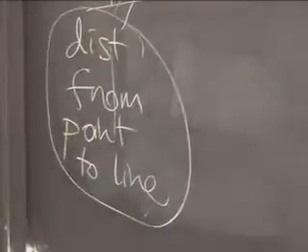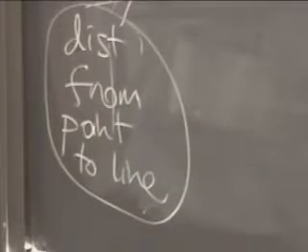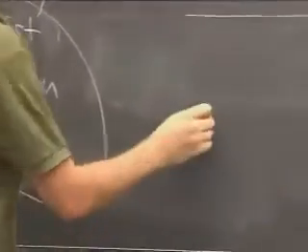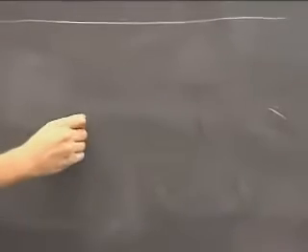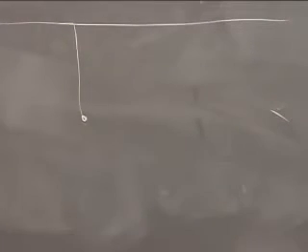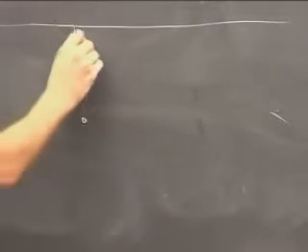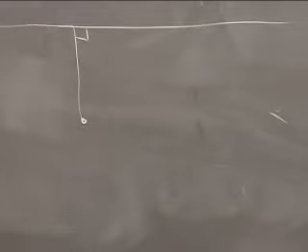This is the second thing: how to find the distance from a point to a line. Okay, so you've got some line, and you've got a point not on the line. What you want is to find the perpendicular, and you want this distance here. So how are you going to find that?